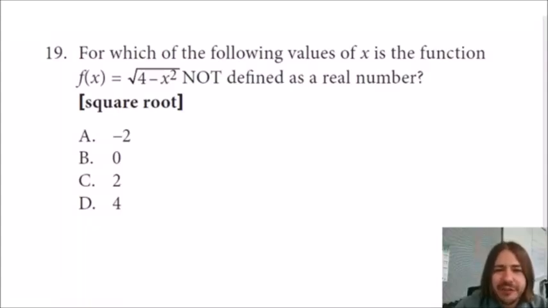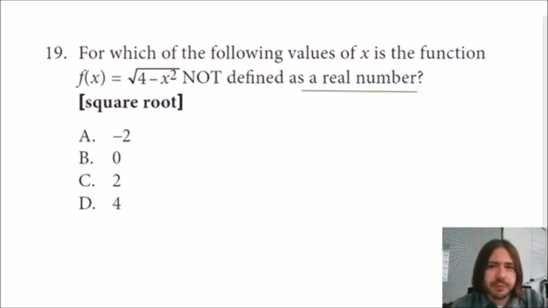The problem says, for which of the following values of x is the function f of x equals the square root of 4 minus x squared not defined as a real number? So you might be thinking, well, if it's not a real number, what is it? Like what other kinds of numbers are there? There's a whole other branch of numbers called imaginary numbers, and these imaginary numbers come from trying to take the square root of a negative number.